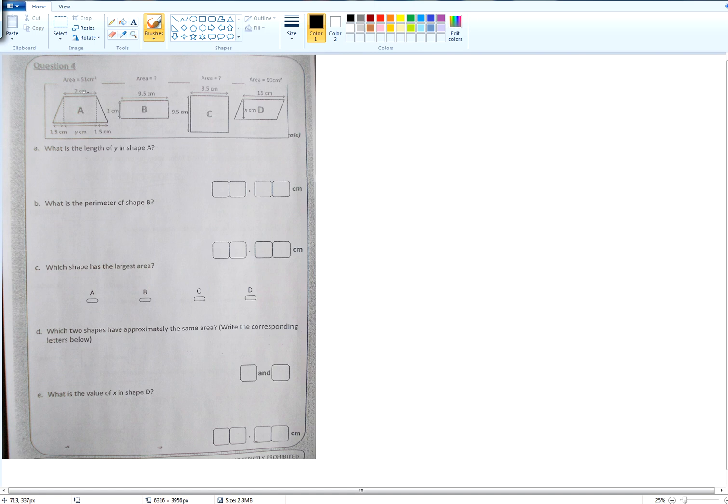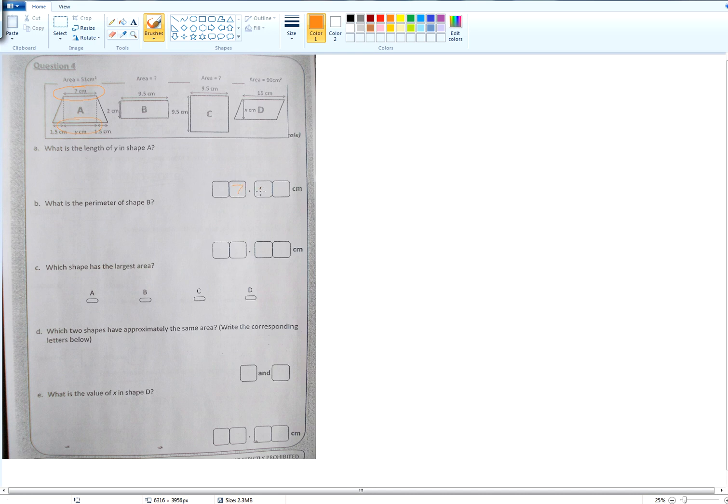Okay, question number 4. Right, we have here some diagrams of area of a trapezium, rectangle, square, and a parallelogram. What is the length of Y in shape A? Put your hand up, don't shout out. Okay, let's give Anam a go. Anam, this is 7 on the top over here. What is Y going to be? Y is also going to be 7. That's it. Nice, simple.